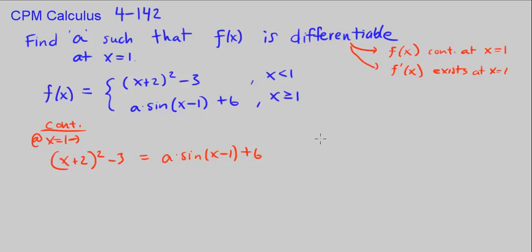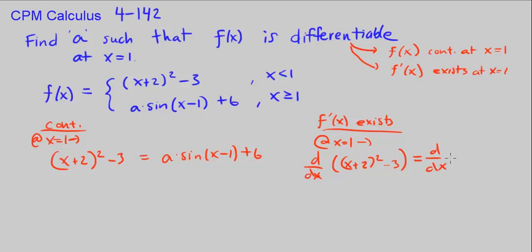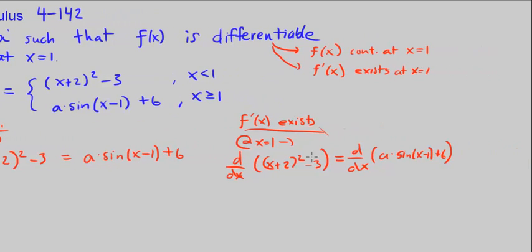F prime of x exists, so let's write that. F prime of x exists is talking about, well, at x is equal to 1, the derivative of this and the derivative of this are equal. So let's go ahead and say d/dx of (x plus 2) squared minus 3, the derivative of this has to equal the derivative of a times sine of (x minus 1) plus 6. Okay, so let's go ahead and do both of these.